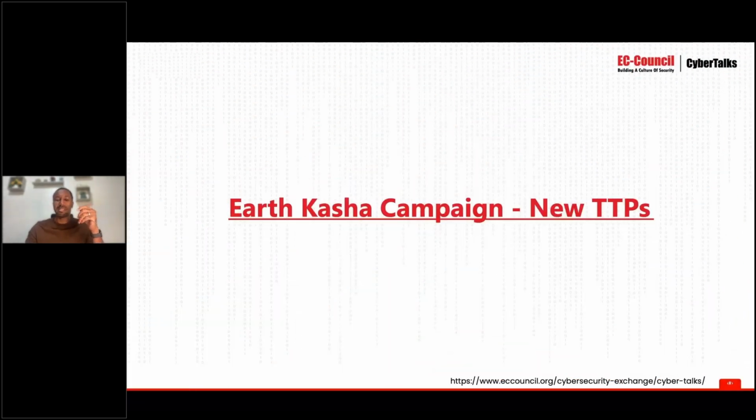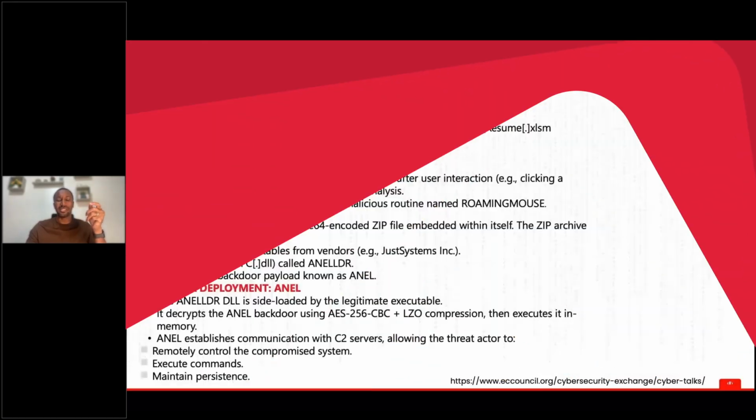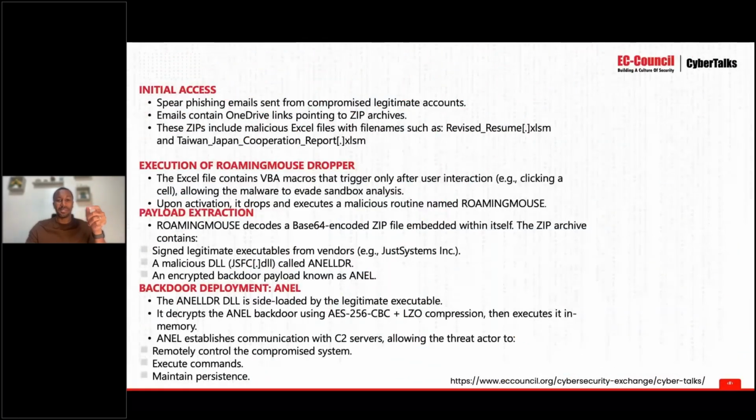Now, though this Earth Kasha campaign is new, some of the TTPs that were run show a very interesting aspect of security, and I'm going to show you a practical one that I tried to do some time back. Looking at this, there was an initial access. The initial access was a spear phishing email sent from a compromised legitimate account.